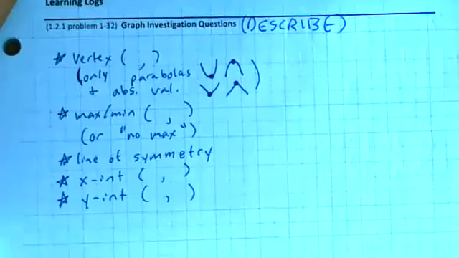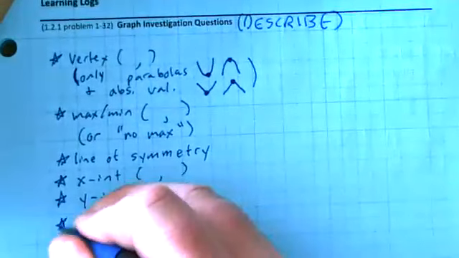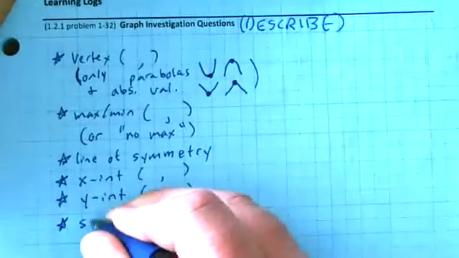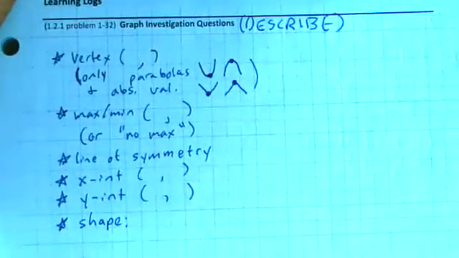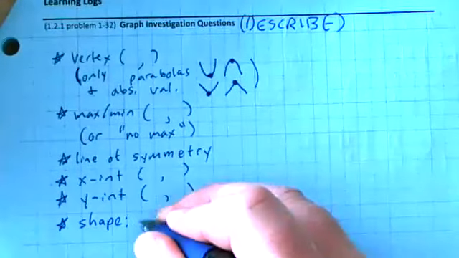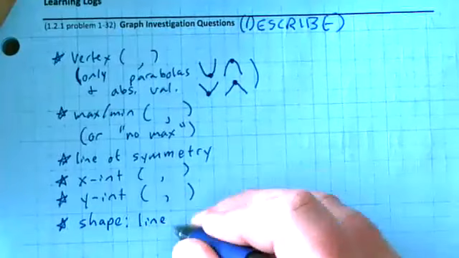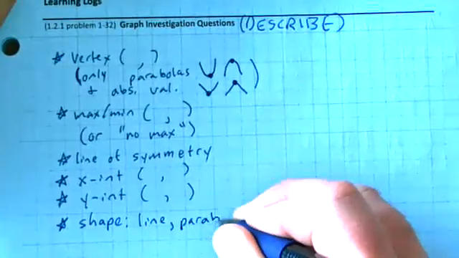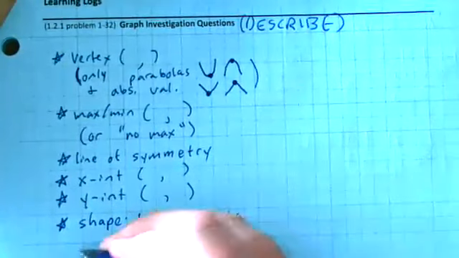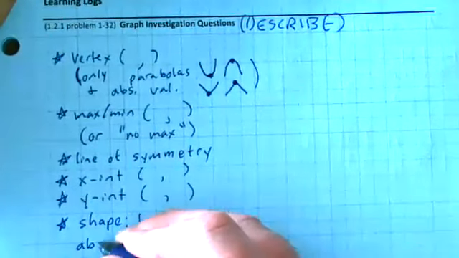The only other one I'm thinking of right now is the shape. I'm going to list here all the possible shapes. Some of these we have not seen yet. A couple of them we're going to see today. So the shape will be, the most simple graph is a line or a parabola. We've done a bunch of those. We're going to be eventually looking at absolute value graphs.